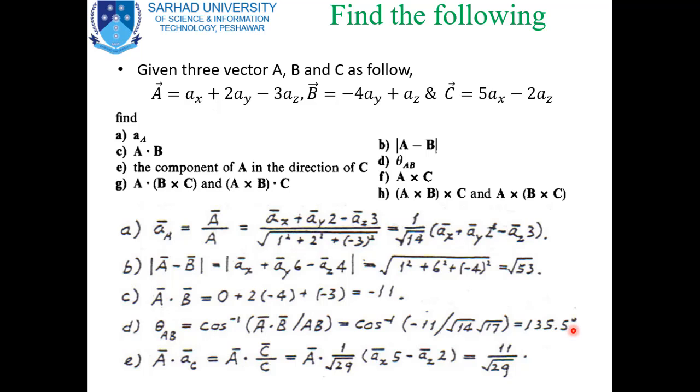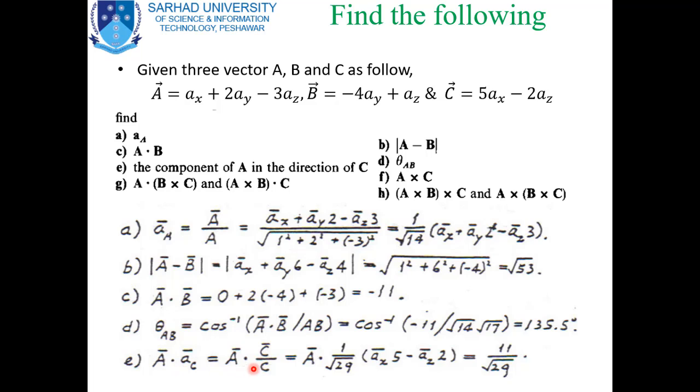135.5 degrees. And in the fifth part of this question, they asked to find the component of vector A in the direction of C. So we have to calculate the component of vector A along the C direction. So in this case, we need the unit vector of vector C, aC, which represents the unit vector of C, and we will multiply it with A in a dot operation.